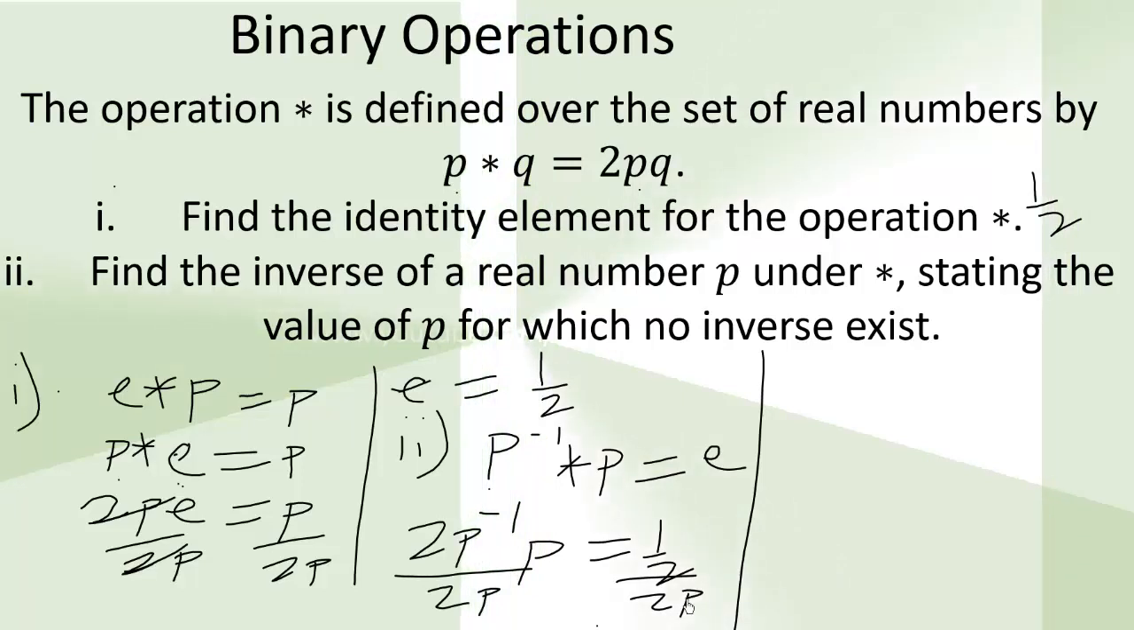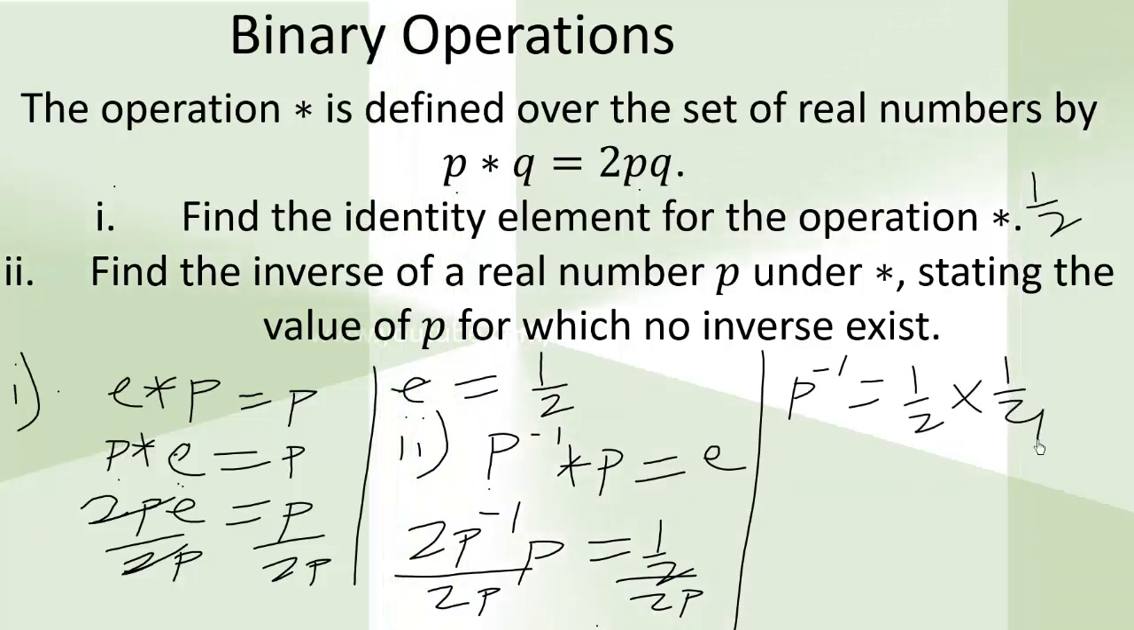So dividing through by 2P, you're going to get P inverse to be equal to 1 over 2 times 1 over 2P, because we change this to division and multiply by the reciprocal of 2P, and that will give us 1 over 4P. So that is it. That is the inverse of P.